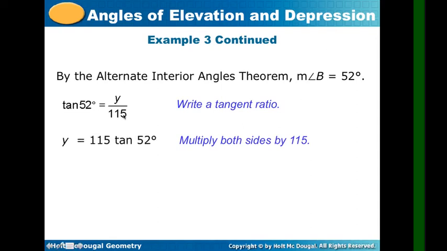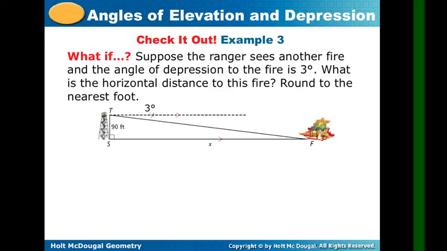In short, ilalagay ko lang si 115 dito. So cross multiply lang. And then 115 tangent 52, i-click mo yan using your calculator. Ang makukuha natin is 147.1932877. Pero round off natin siya, and that is 147 feet. Round off in nearest foot, sabi dun sa problem.